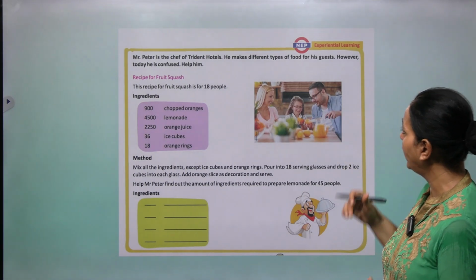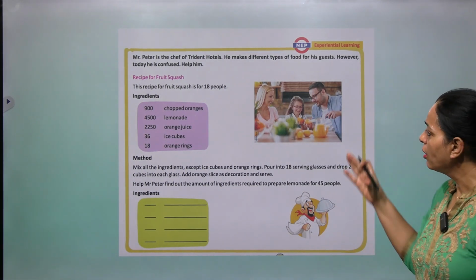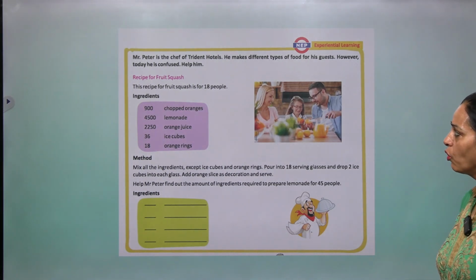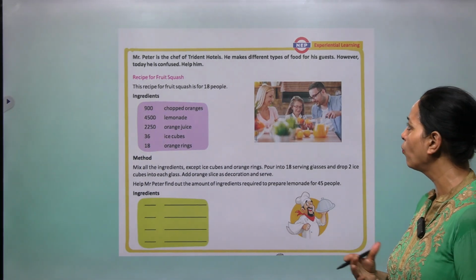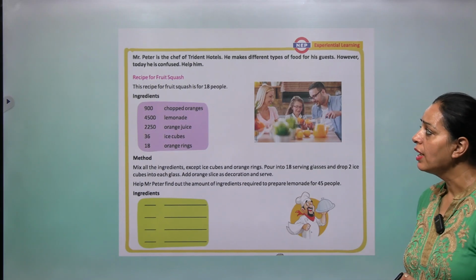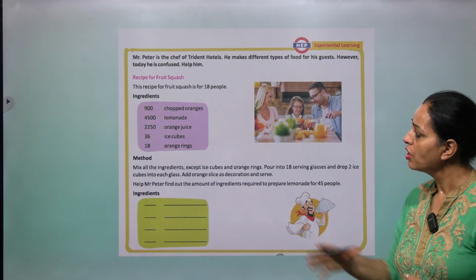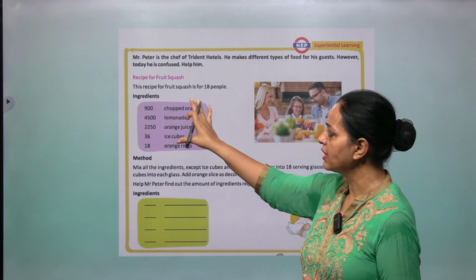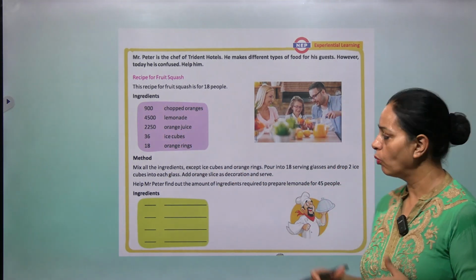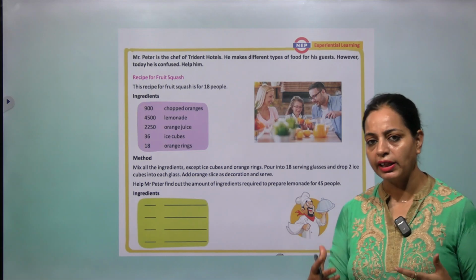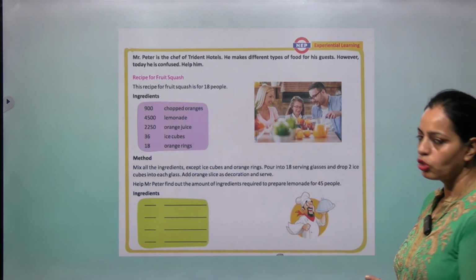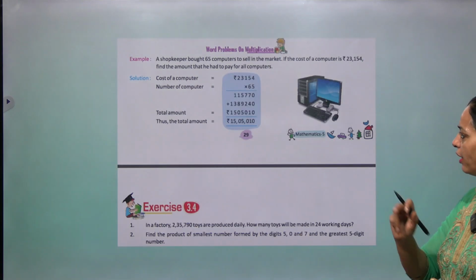Now there is one NEP experiential learning here. You can see over here, Mr. Peter is a chef of Trident Hotels. He makes different types of food for the guests. However, today he is confused. Help him. Recipe for fruit squash. So this is for 18 people. These ingredients given, these all are given for 18 people. So he is mixing all the ingredients and then putting the ice cubes. So it's very interesting. So you can enjoy it, you can read it and try it.